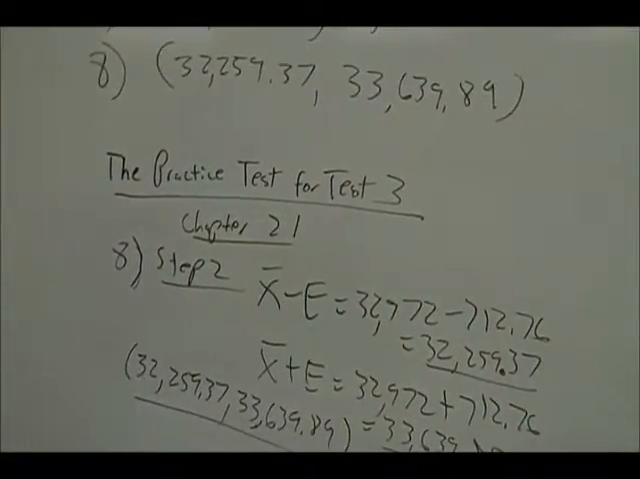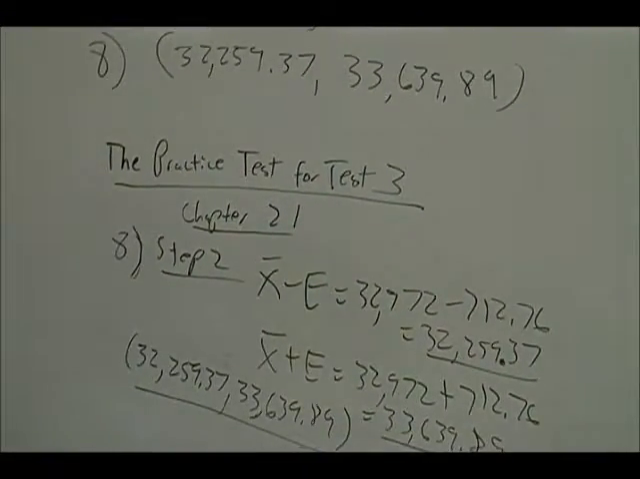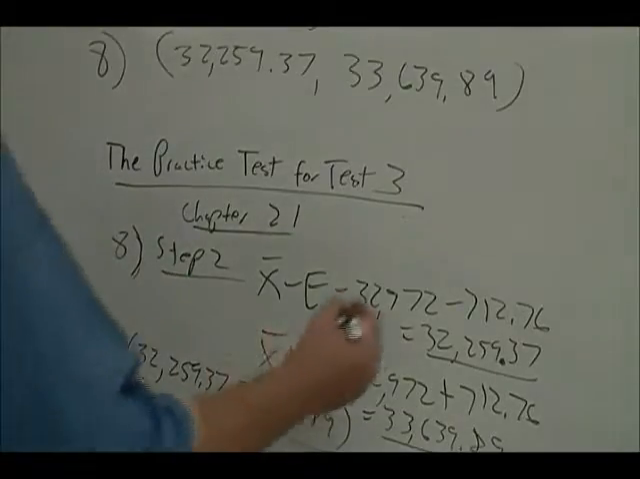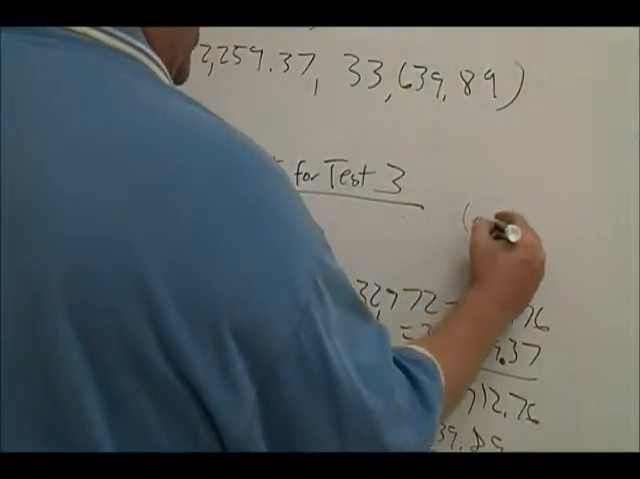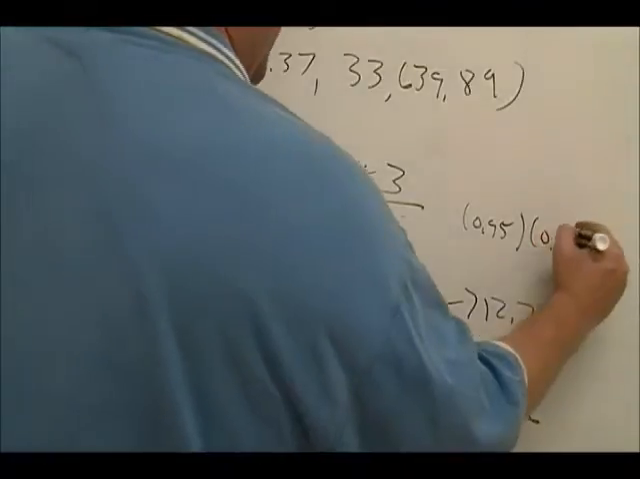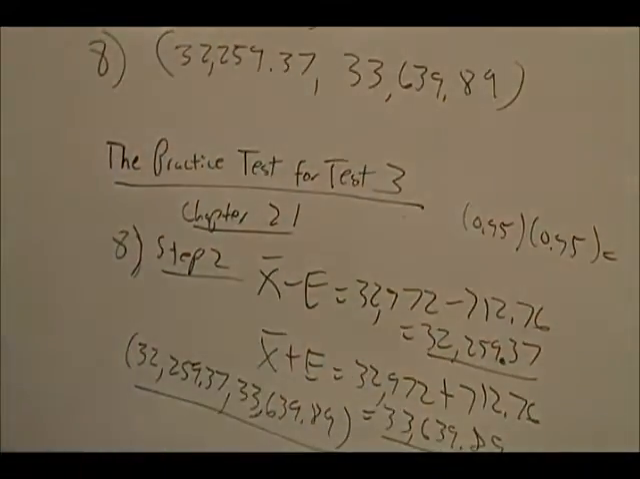And so what that means is there is at least a 0.95 times 0.95, which is, what is that? I don't have a calculator.